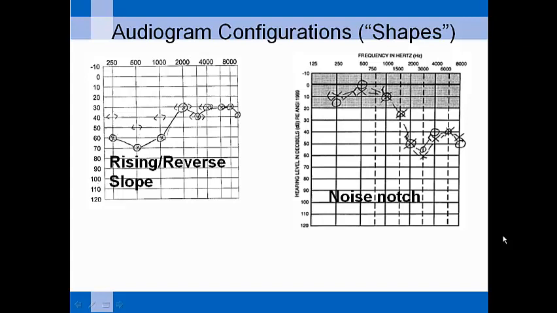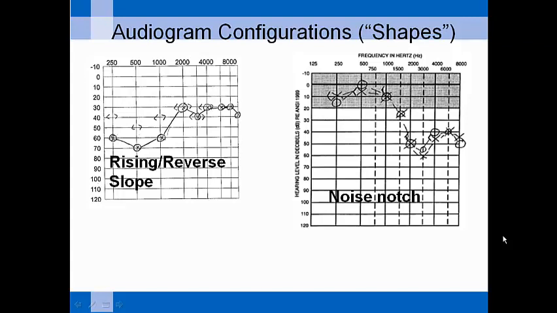The one on the bottom is the cookie bite, where they have better hearing in the lower pitches and the higher pitches, but in those pitches in between or mid frequencies, there's more hearing loss. And then here's the rising, or it's also known as a reverse slope hearing loss, where there's more hearing loss in those lower bass pitches. And as we work our way to the right to the higher pitches, their hearing is better.